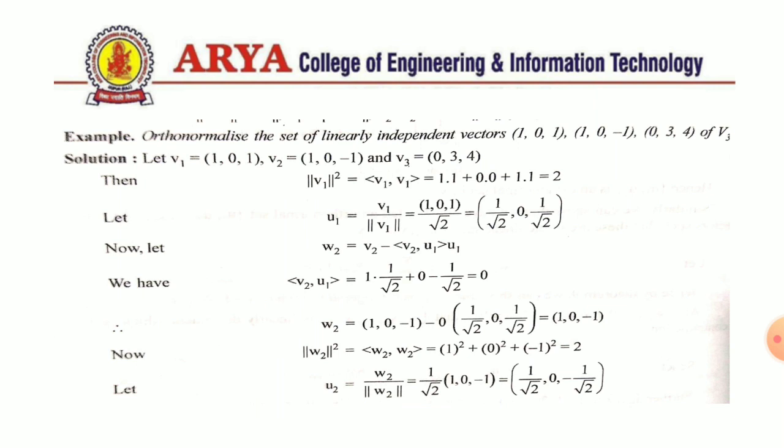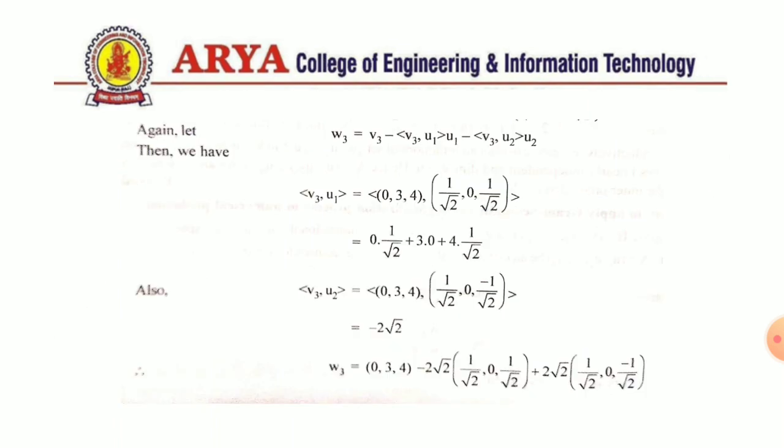Similarly, now let W2 equal V2 minus inner product of V2 with U1 into U1. Now if we calculate inner product of V2 with U1, then we get 0. So we can say that vector W2 equals 1 0 minus 1 minus 0 into this one, which means 1 0 minus 1. Similarly, we can find norm of W2 squared equals 2, and again U2 equals W2 upon norm of W2. Then we get 1 upon root 2, 0 and minus 1 upon root 2. Let's move to the next slide.